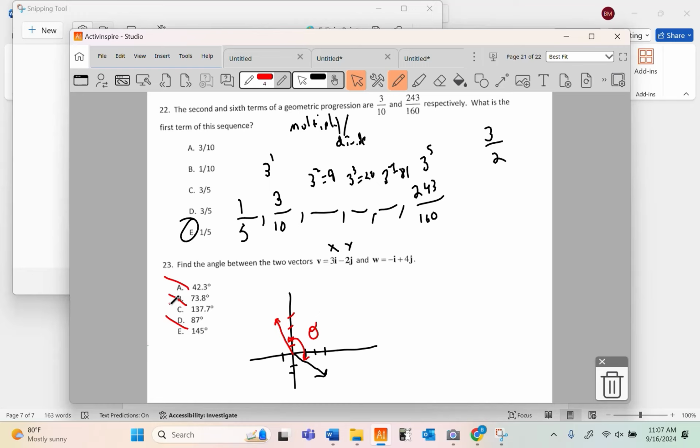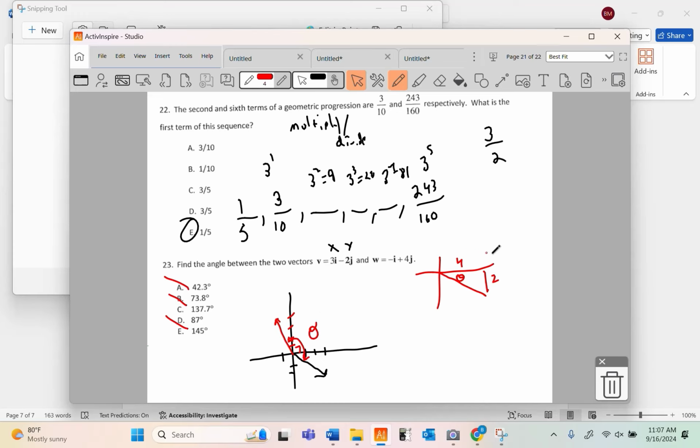I'm trying to think of the easiest way to do this one. There are formulas for this, but I'm not going to talk about the formulas today. I know that this is 90 degrees, right? Let's take a little look at this guy. This guy went right 4 and then down 2. That's what it did. Put a little angle there in the middle.